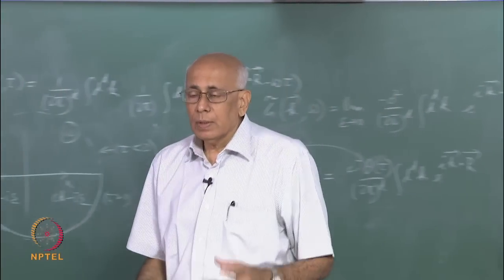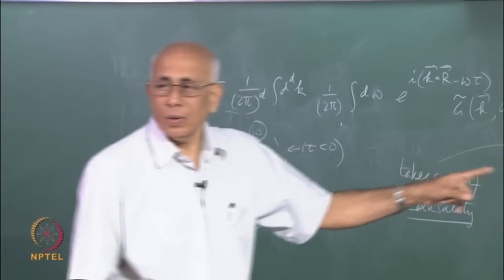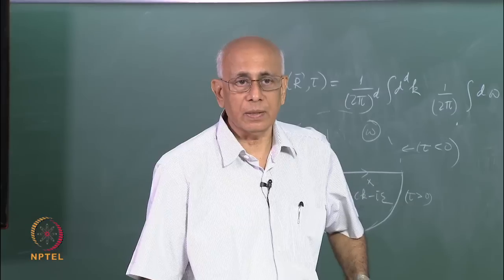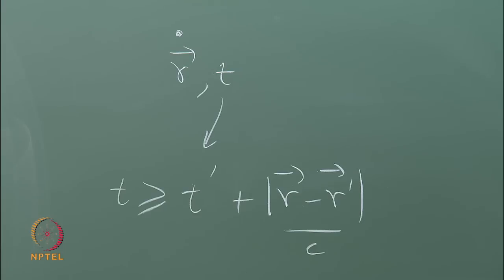You are going to have not only t greater than t prime, but t must be greater than or equal to this number, or else you won't see the signal, it will propagate faster than c, okay. And that violates causality once again. We haven't said that c is the speed of light in vacuum. Of course it applies to that, but this is true in general.